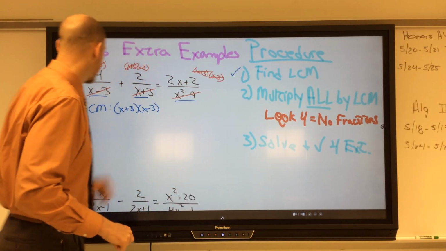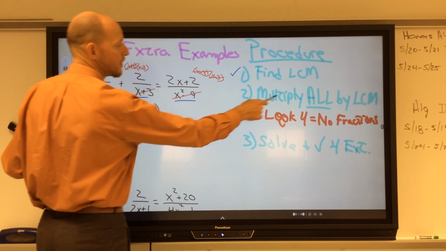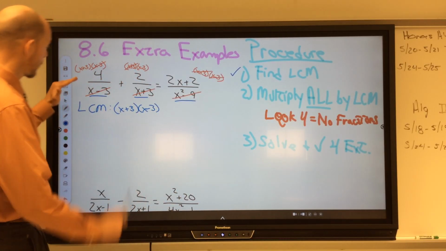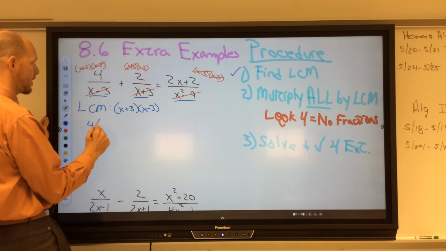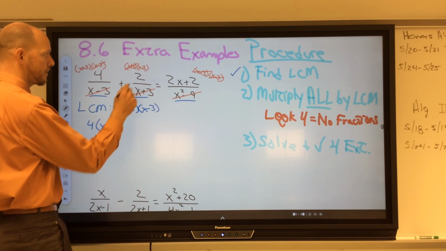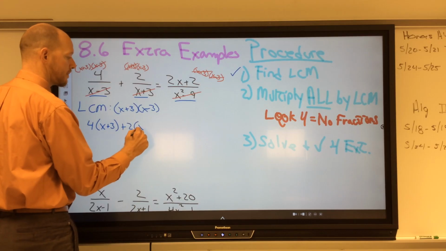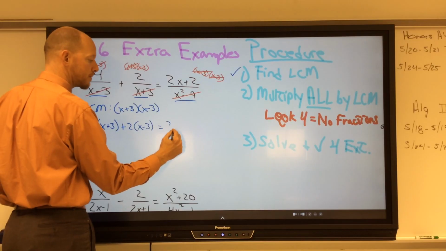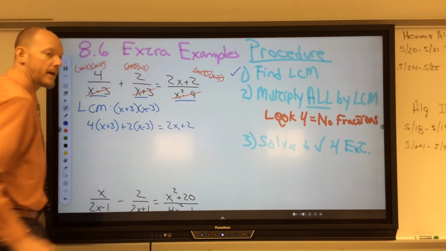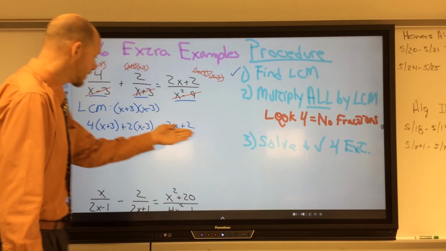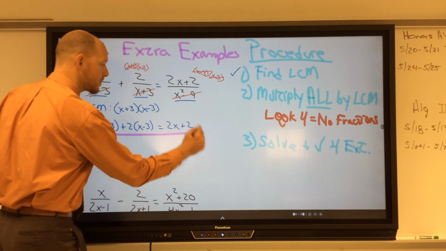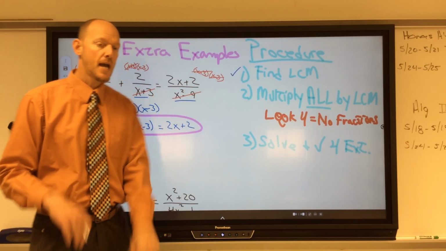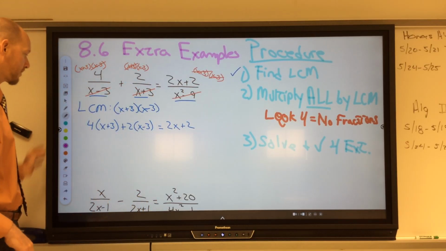This is a nice step for us because now, as it states over here, we are going to be left with no fractions. That's our look for. So once I'm done, I see I have 4 times x plus 3. I'll have 2 times x minus 3. And on the right side, everything reduced, so I'm just left with the numerator, 2x plus 2. So here's my look for, and it's an equation that has no fractions in it, so it's no longer a rational equation. It's just a simple linear equation for us to solve.